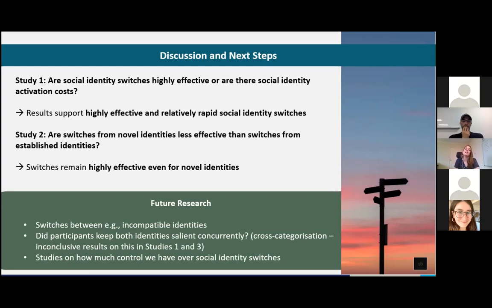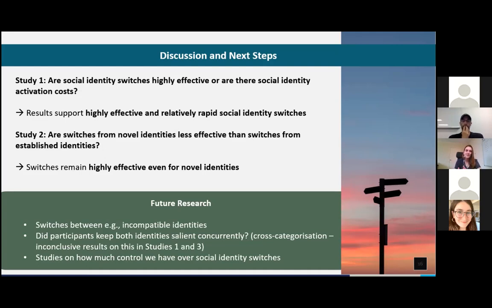We came up with some ideas for future research. First of all, we still want to rerun those studies with other types of identities, for example incompatible identities, because maybe that's when we start to experience some costs. We made a start at looking into cross-categorizations. That would be the idea that maybe participants didn't really switch, but at least for some time, they might have kept both identities active concurrently. We had slightly inconclusive results on this, so this is something that we wanted to run again as well.